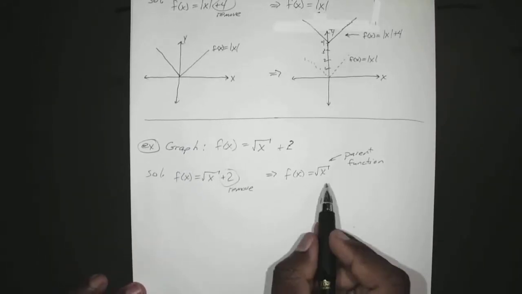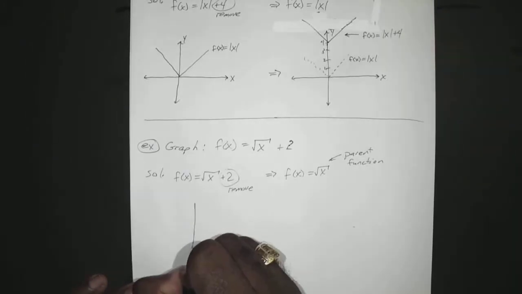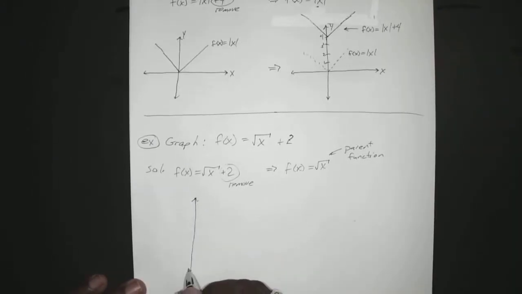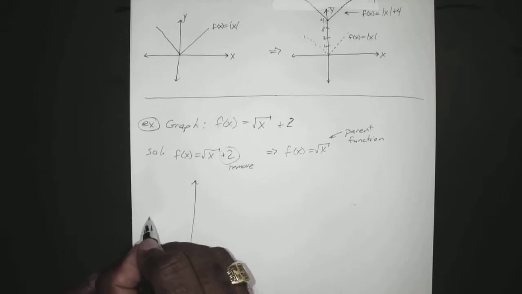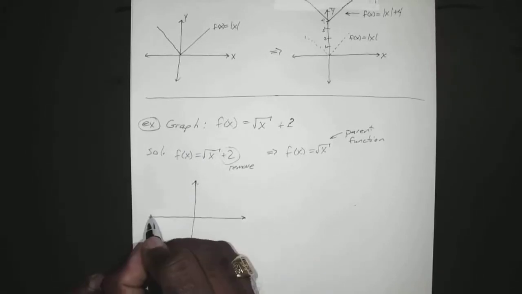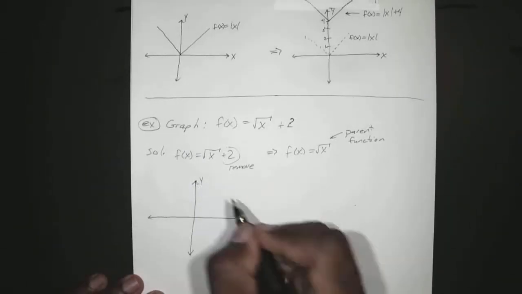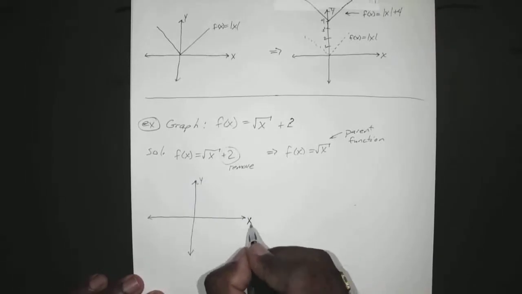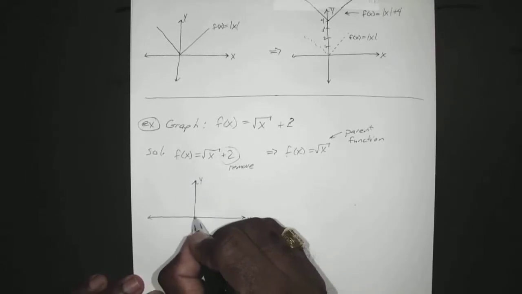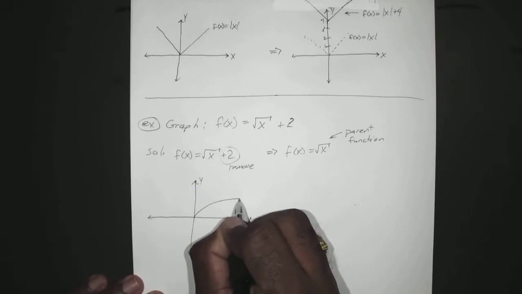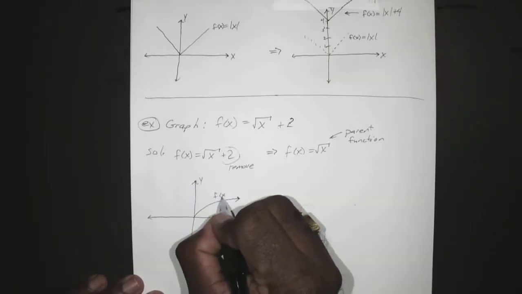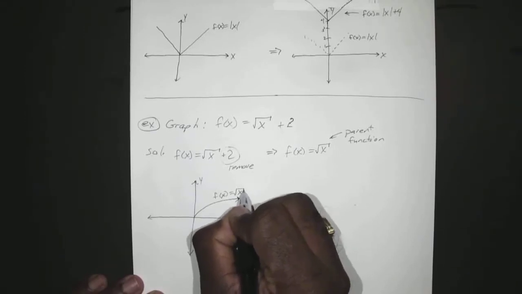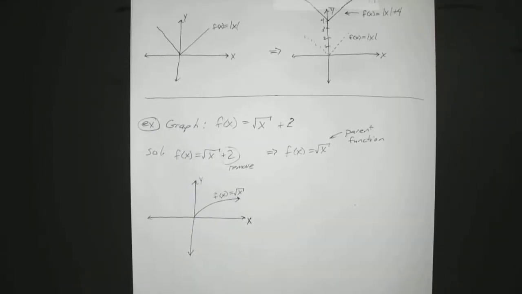Okay, so if we graph our square root of x, we have our x and we have our y, and we know this is our square root of x, kind of looks like that. Okay. Now if we have square root of x plus 2, we're going to move that whole function up 2 spaces.